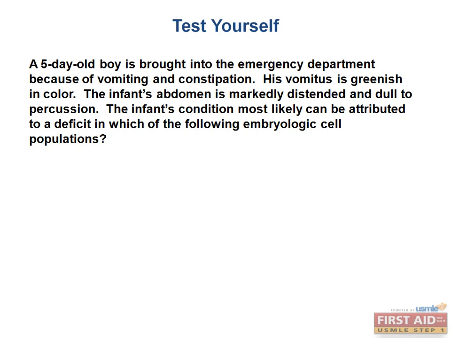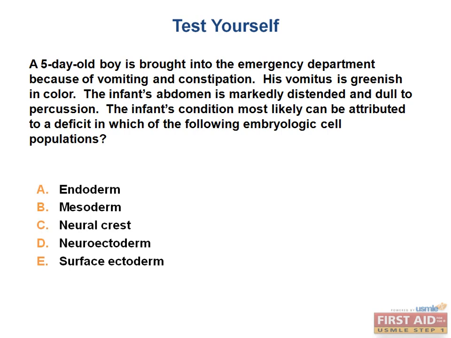The infant's condition most likely can be attributed to a deficit in which of the following embryologic cell populations? Is this from the endoderm, the mesoderm, the neural crest, neuroectoderm, or the surface ectoderm? The correct answer is C, neural crest. Let's go through this, as this is a classic question on the boards.